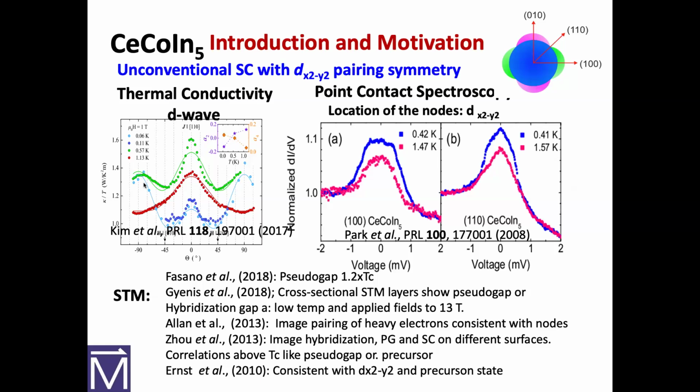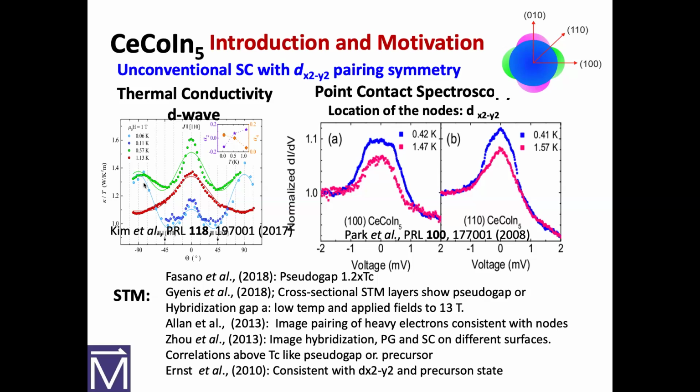So what do we have on the left here? Oh no, it's from 2017. But there were several thermal conductivity papers and several other papers that showed it was d-wave. This is just heat transport, that if you do it as a function of angle, you see the oscillations.